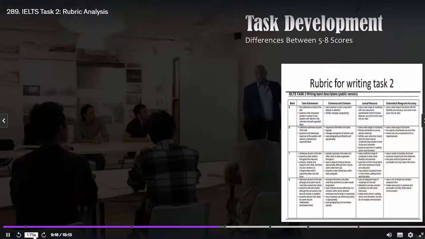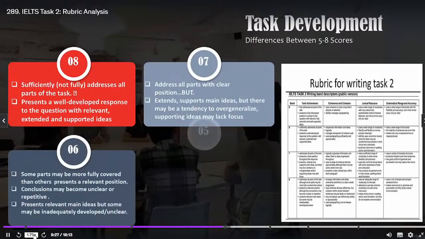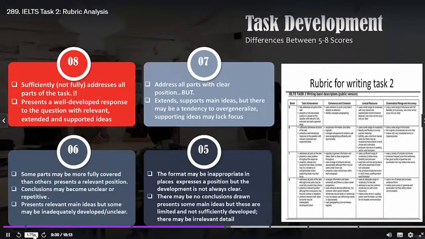Now, let's talk about task development in terms of understanding the differences between scores of 5 to 8. If you look at this chart, or look at these 4 boxes here, you'll see what is considered an 8, a 7, a 6, and a 5. You can see when it comes to an 8, you are sufficiently, not fully, because if you're fully doing it, that's a 9. You're sufficiently addressing all the parts.